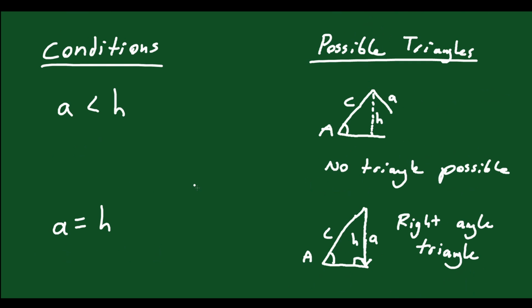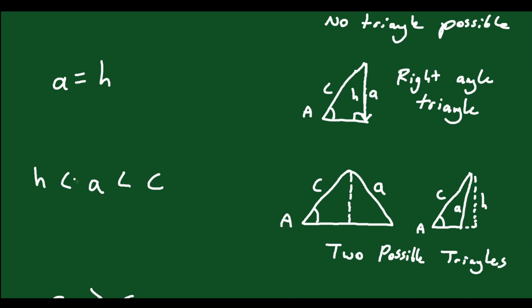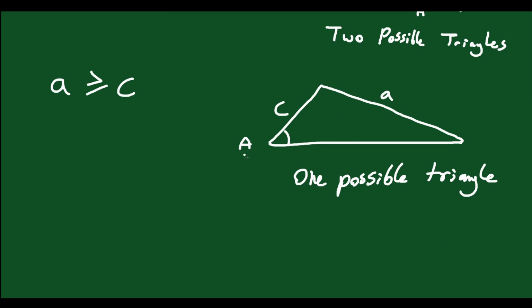If A is less than your height, the triangle is not possible. It won't close. If A is equal to your height, then it's a right angle triangle. If A is between your height and your C, then there's two possible triangles. And if A is bigger than C, there's just one triangle, like this, right? It's one big scalene triangle, just like that. Okay? Let's do some examples.